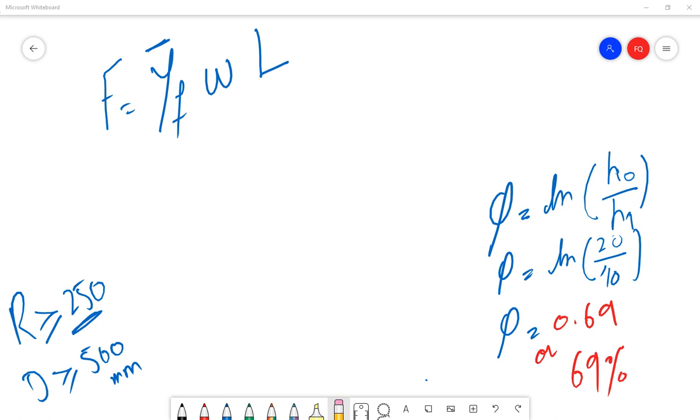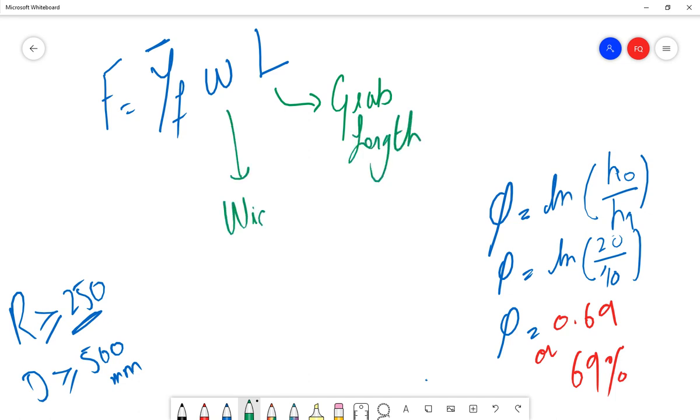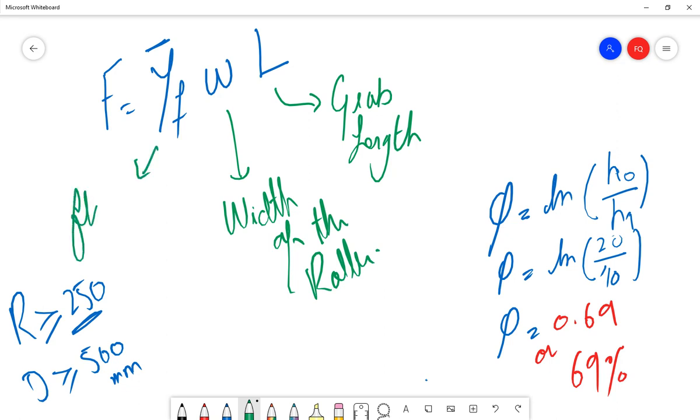So this L is grab length, this is width of the roller, and this is flow stress. Clear?